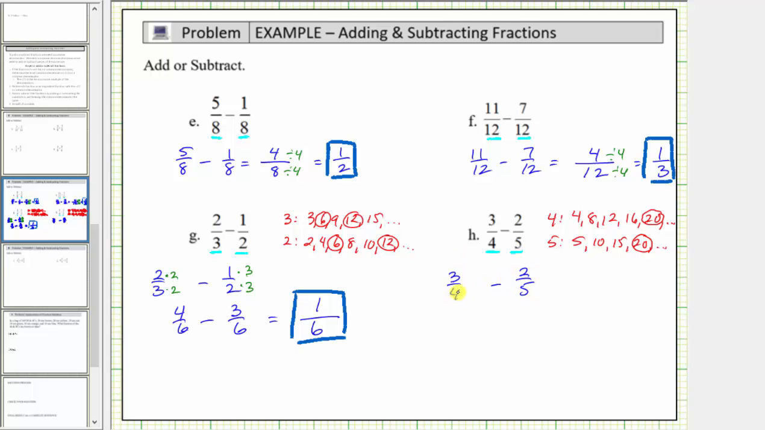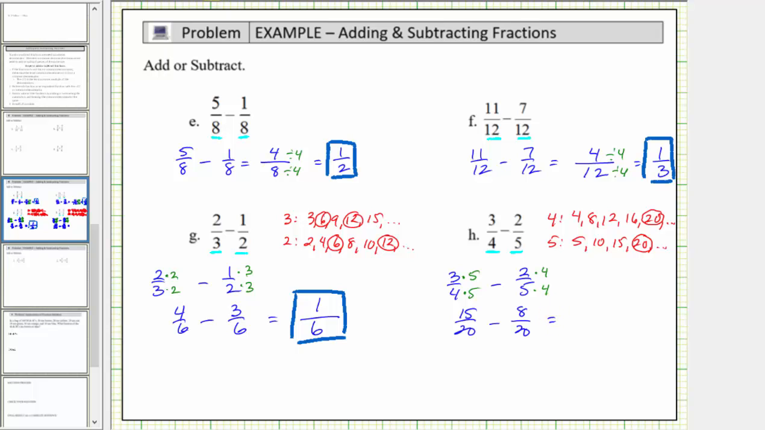To write 3/4 as an equivalent fraction with a denominator of 20, we multiply the numerator and denominator by 5, because 4 times 5 is equal to 20. To write 2/5 as an equivalent fraction with a denominator of 20, we multiply numerator and denominator by 4, because 5 times 4 is equal to 20. So 3/4 is equivalent to 15/20, and 2/5 is equivalent to 8/20.